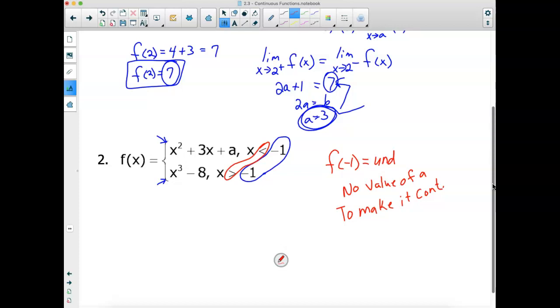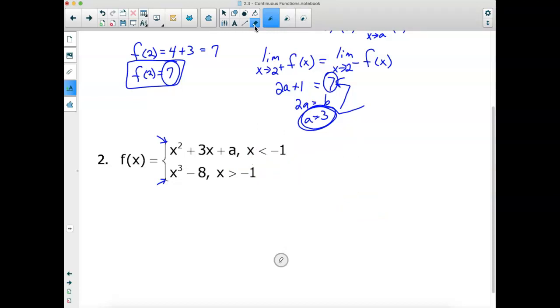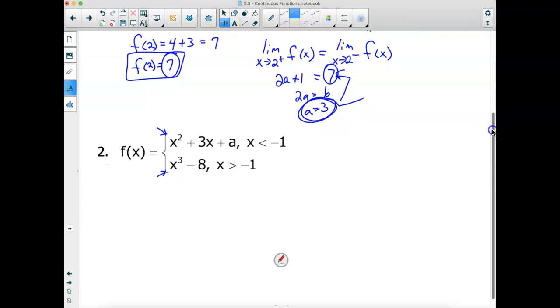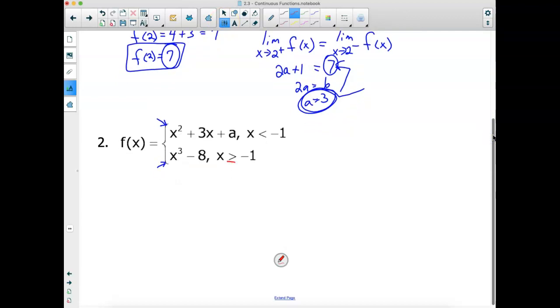Now, if I modified this problem just a skosh, I can do that really quick, because some people are going to say, I didn't get enough examples, Mr. Kruger, I need more examples. If I slid and said f of a is now defined, now this -1 is in the domain of this function f. It's in one of the pieces. So then I'm going to say, what is f of -1? f of -1 is going to be -1 cubed minus 8, so f of -1 is going to equal -9.